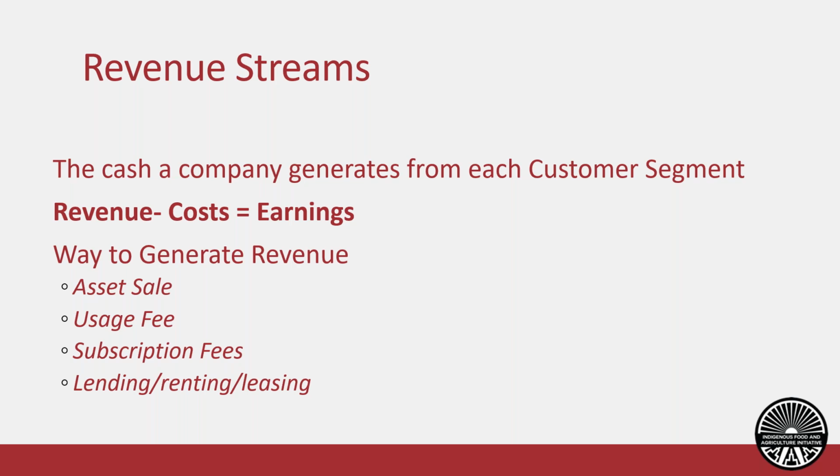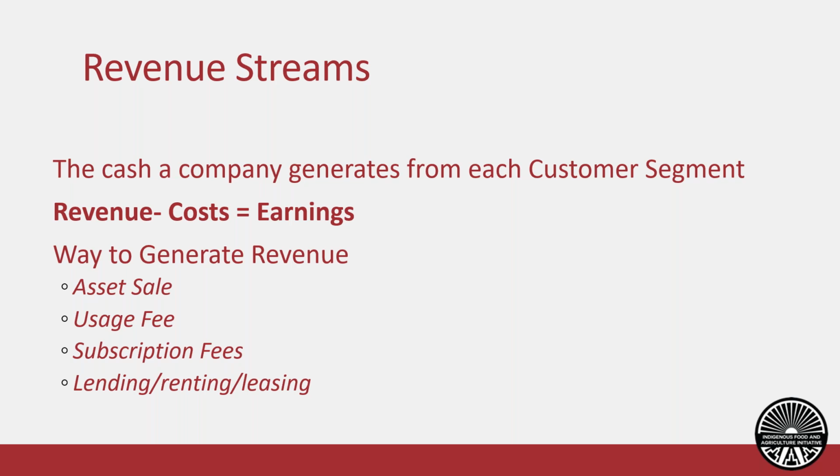Revenue. Every company needs to generate revenue. Revenue streams are the cash a company generates from each customer segment. So basic business fundamentals 101, revenue minus costs equals earnings. So you need to find ways to get cash coming through the door. So there are a lot of different ways to generate revenue. The most obvious one is asset sale. You go to the grocery store, you buy a product for $3 and it's listed at $3. That asset is now yours.